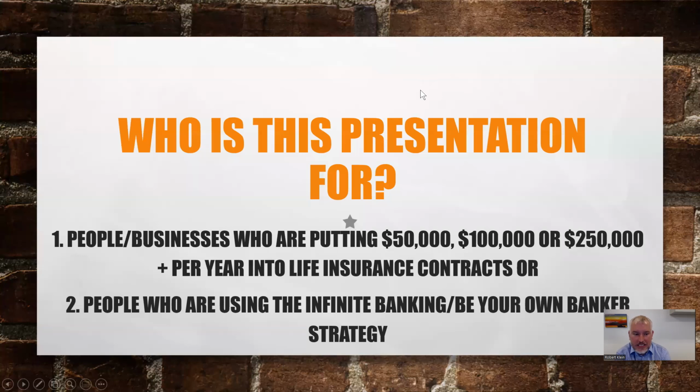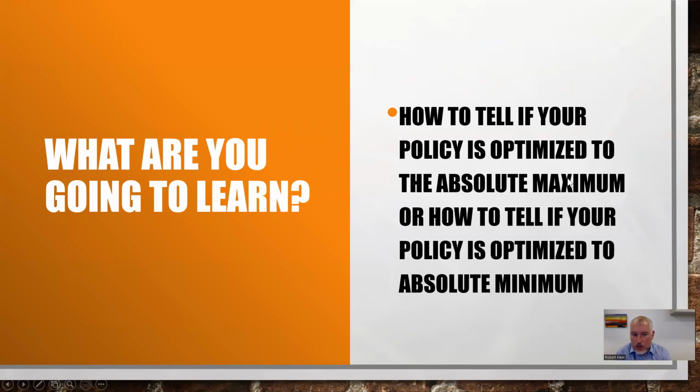So who is this presentation for? Well, people or businesses who are putting 50,000, 100 grand, or $250,000 plus per year into life insurance contracts, or people who are using the infinite banking or be your own banker strategy. What will you learn? Well, how to tell if your policy is optimized to the absolute maximum, or how to tell if your policy is optimized to the absolute minimum.